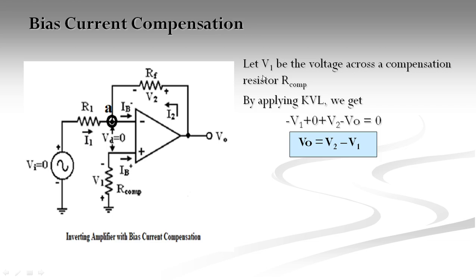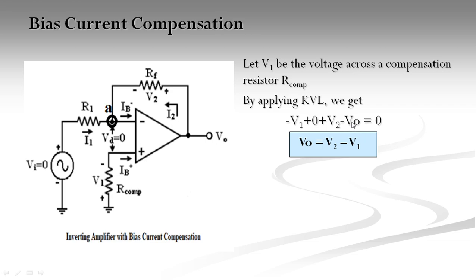Now let us first apply KVL to this closed loop, starting from V1, V2 and 0, because this forms a closed circuit. So KVL: see the polarity, it is plus minus. So minus V1 plus VD plus V2 minus V naught equals 0. Since VD, the differential voltage, is 0, we get minus V1 plus V2 minus V naught equals 0.